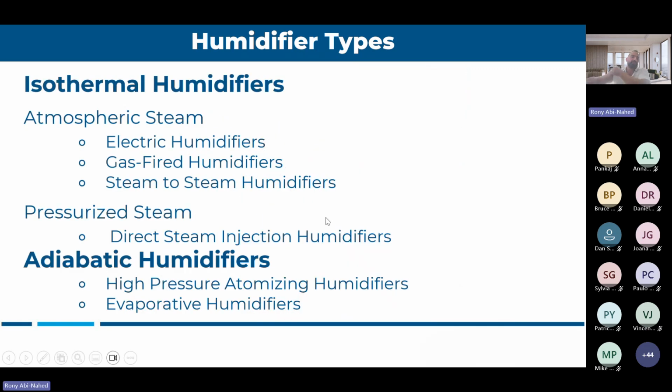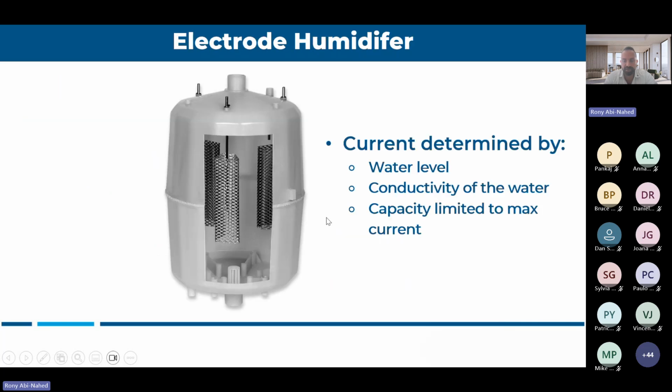So in isothermal, what's available on the market are these options. You can go with electric humidifier, gas fired, steam to steam, or direct steam. When I say direct steam, that means you have an existing boiler already in the building and you're just taking the steam out of this boiler and injecting it in the space. On the adiabatic side, you can go with the high pressure system or the evaporative humidifiers, and we will touch base on each option.